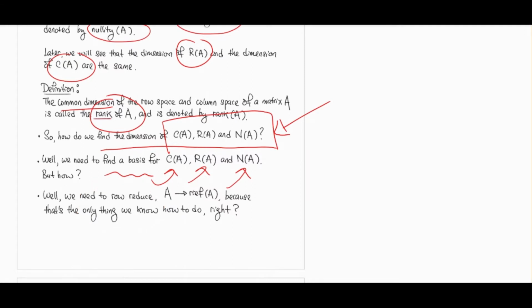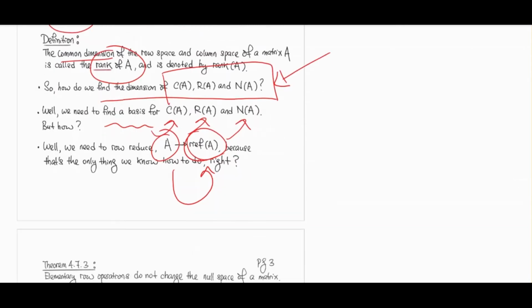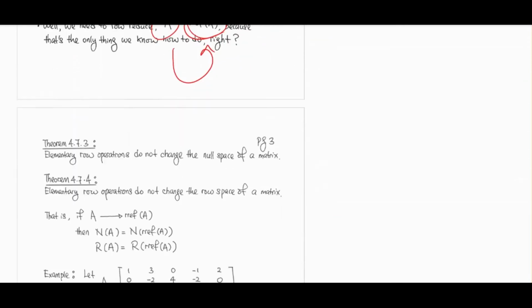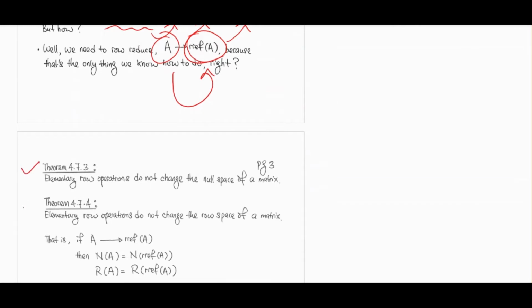So suppose you take a matrix and reduce it to its RREF. How do we get the information of a basis of a row space, column space, and null space? By looking at the RREF matrix. Okay, so luckily we have these two theorems to help us.